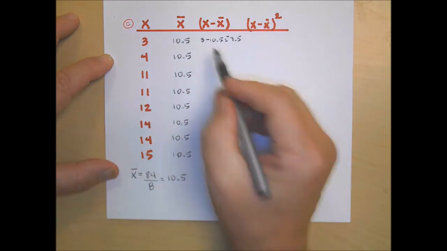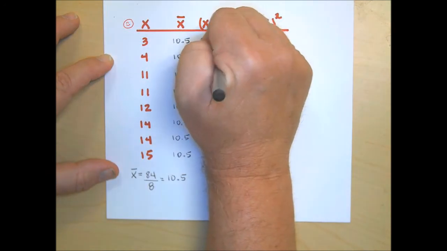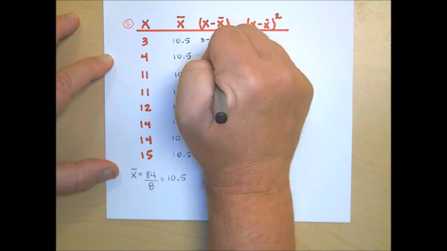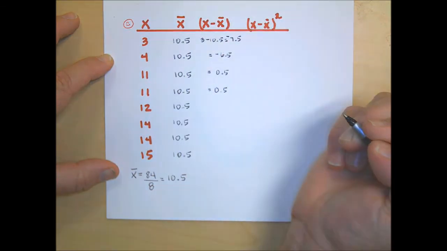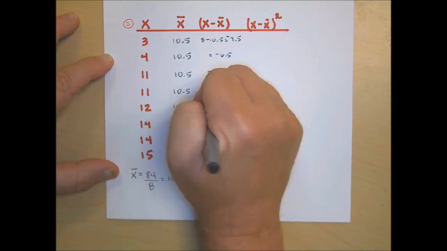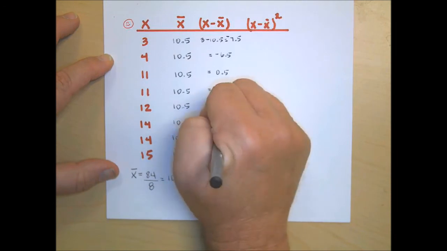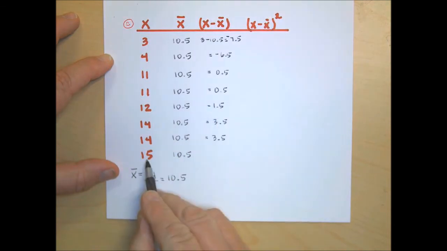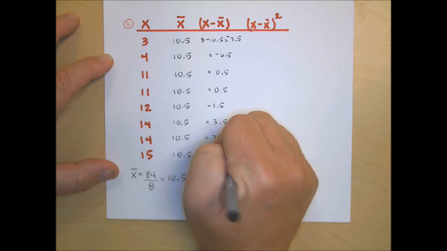I'm not going to do it for all the others. I have the numbers here right beside me. So this one's negative 6.5. This one is 0.5. This one's also 0.5. This one is 1.5. This one's 3.5. This one's also 3.5. And the last one, 15 minus 10.5, is 4.5.